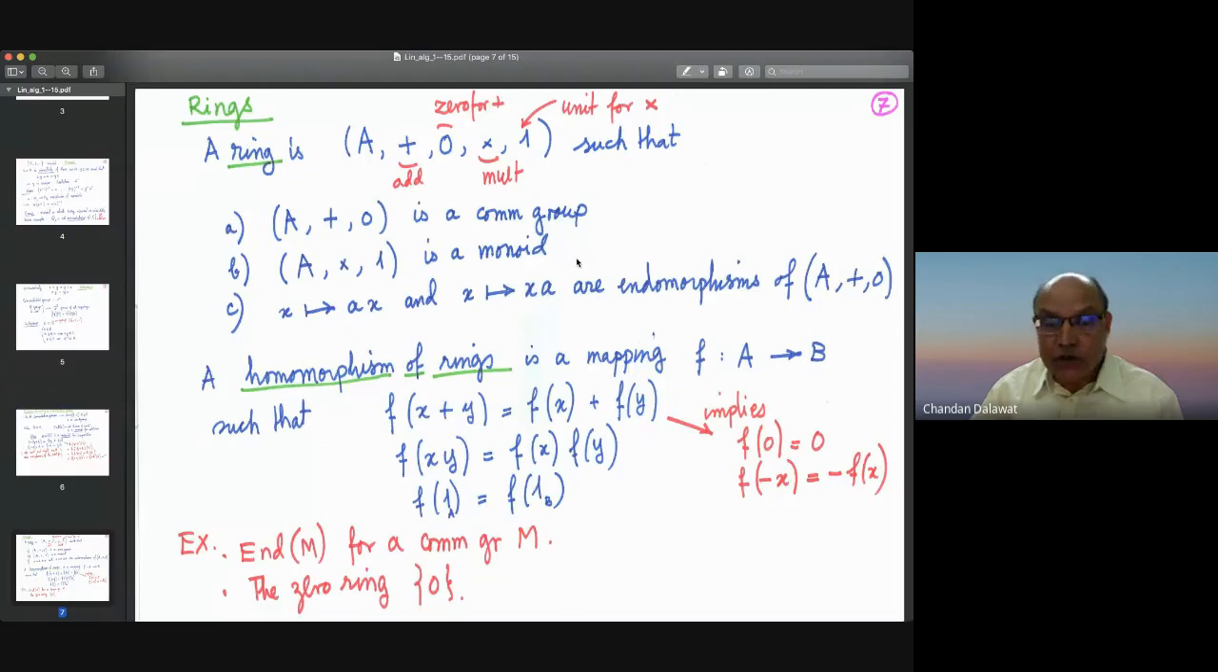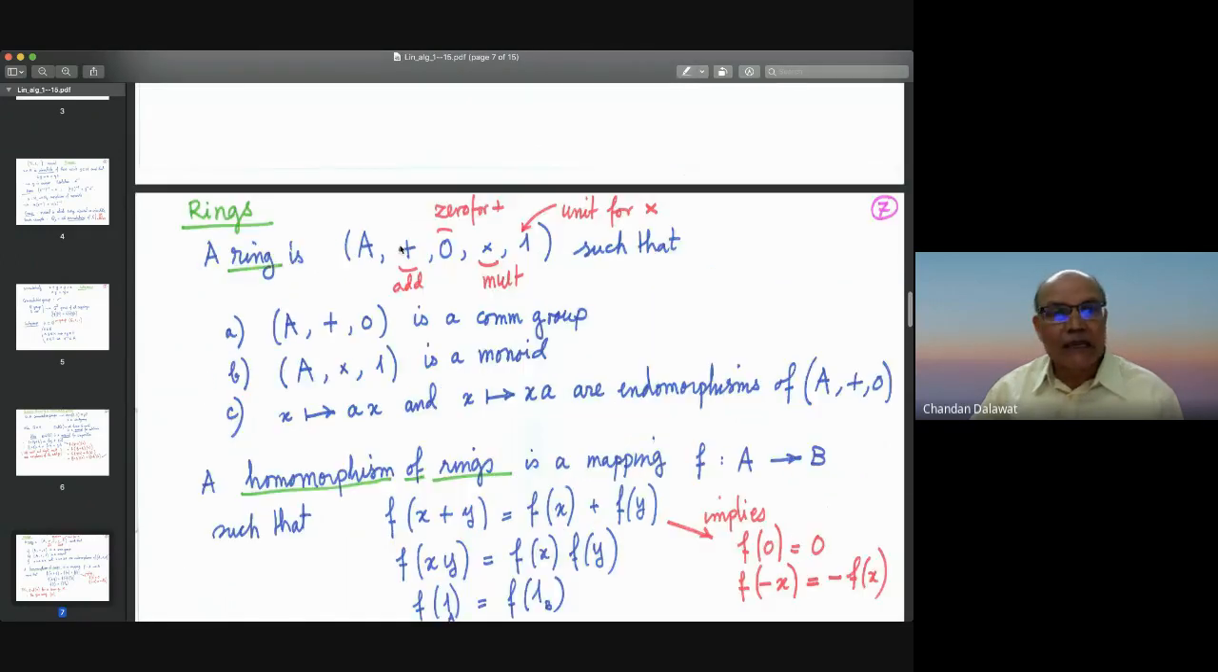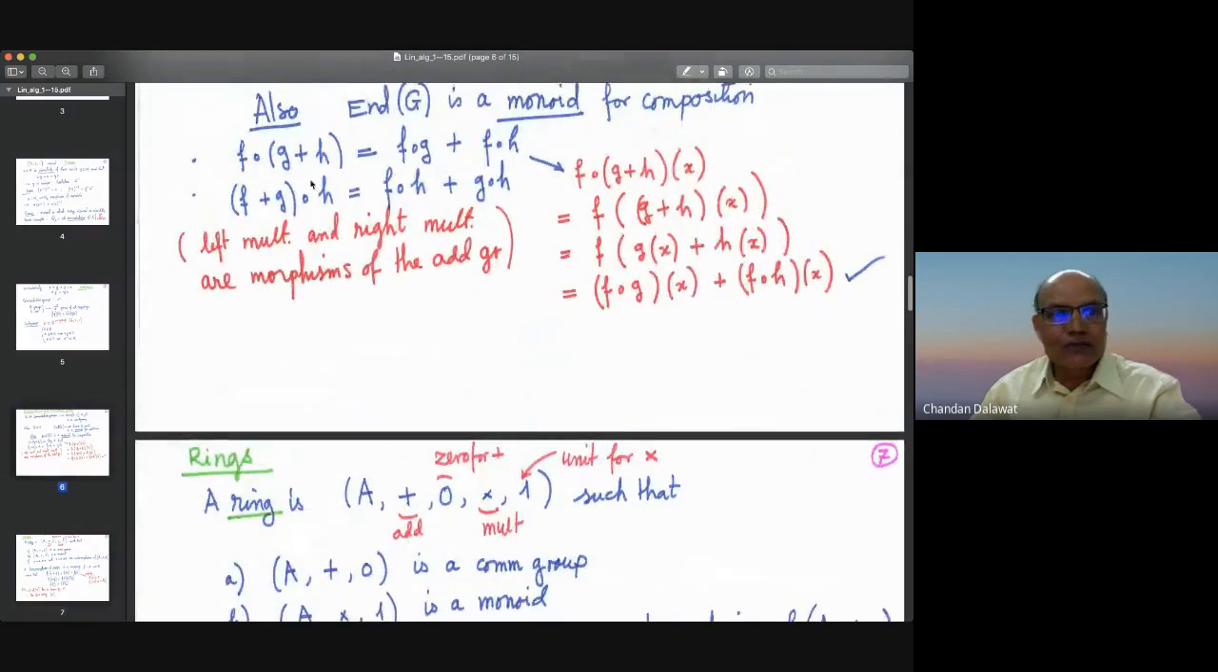I'm not asking it to be a group, right? So some of the elements may not be invertible. In any case, I want these two laws to be compatible with each other, exactly in this way, in which one is distributive over the other.